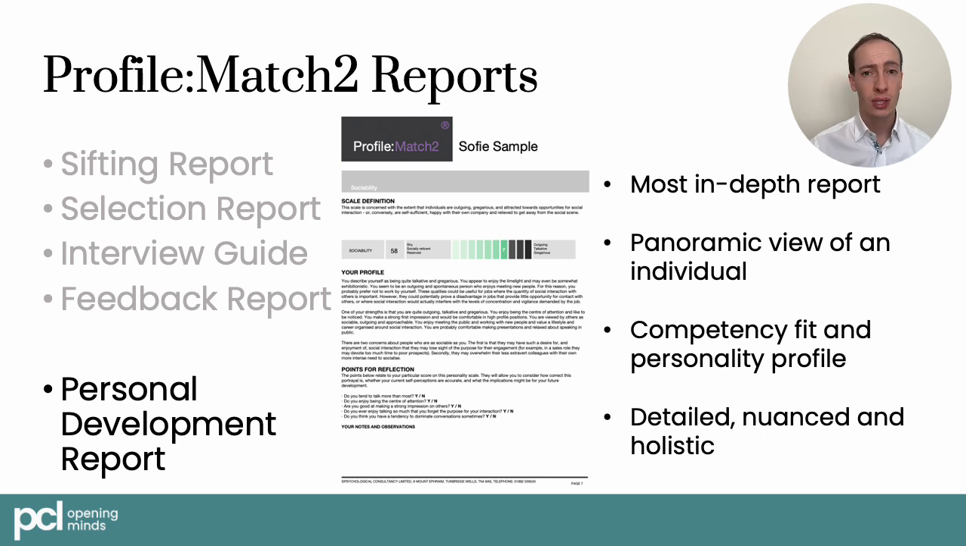On screen, you'll see a page that I've taken out of Sophie Sample's report for sociability. So it's got a definition of what sociability is, provides her scale score, and then goes into having 3 fairly large paragraphs around interpreting what it will mean for Sophie to have a scale score in that particular range. Underneath, there are then some points for reflection.